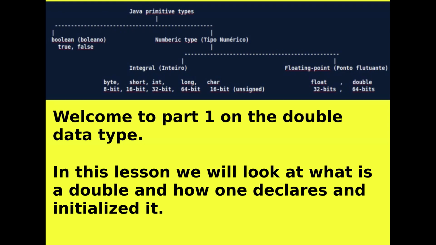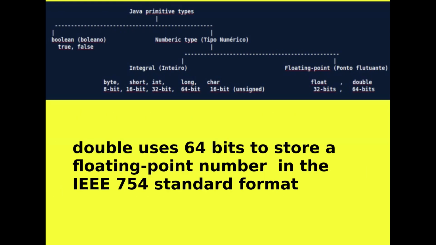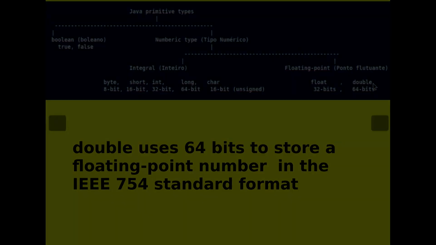In this lesson we will look at what a double is and how one declares and initializes it. As you can see from this figure here, on the floating point we've discussed the float. The other floating point data type is the double, which is 64 bits.